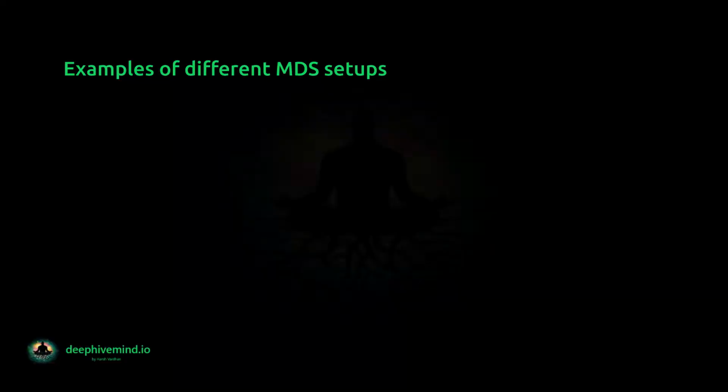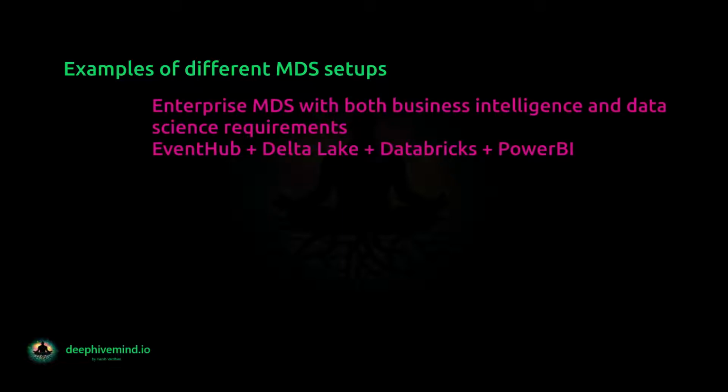Examples of different MDS setups. Not all organizations are the same and not everything is one size fits all. Below are examples of the tools that different types of organizations can use in their MDS. 1. Enterprise MDS with both business intelligence and data science requirements. Event Hub plus Delta Lake plus Databricks plus Power BI.